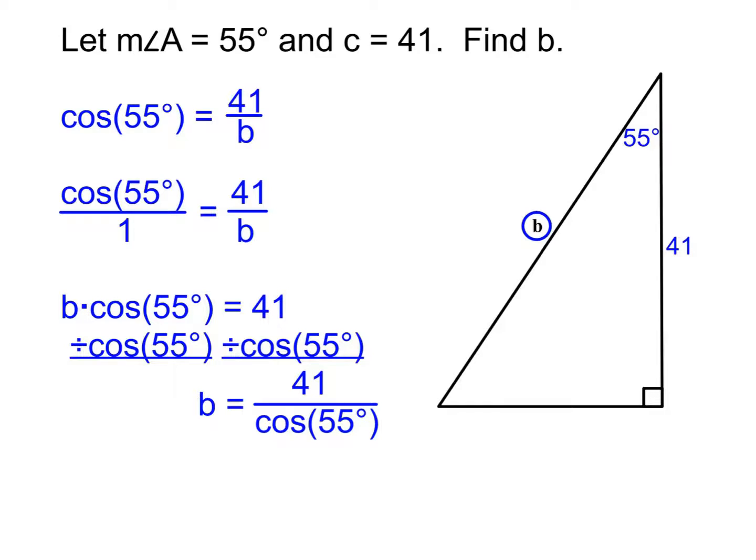And so on the left side, that gets rid of the cosine of 55. That was our goal. On the right side, we're doing 41 divided by that cosine of 55. You're going to put that in your calculator as you see it there. So 41 divided by cosine of 55, do that calculation, and you should be getting about 71.48.